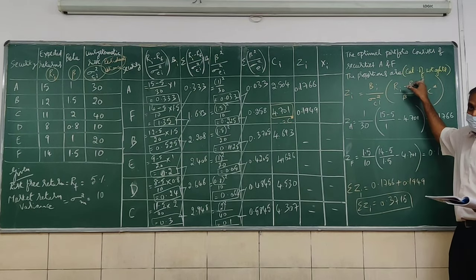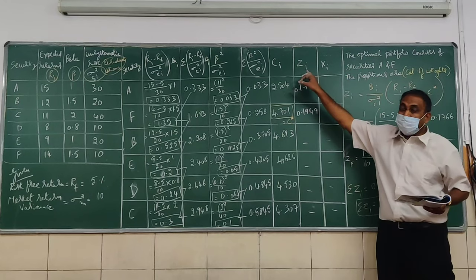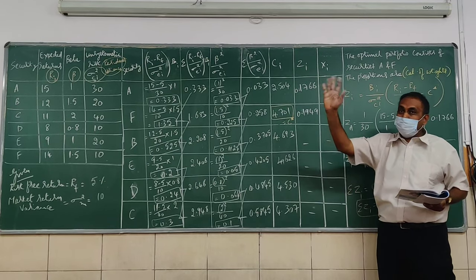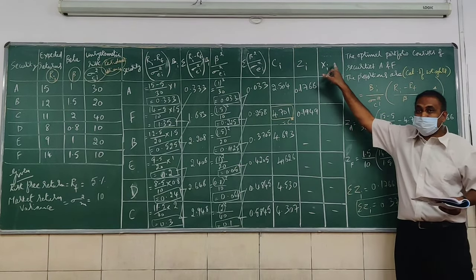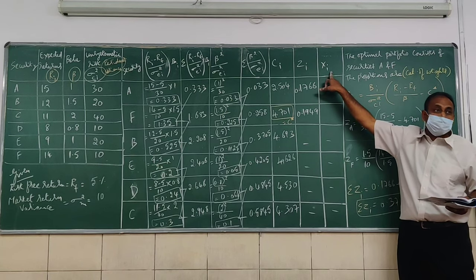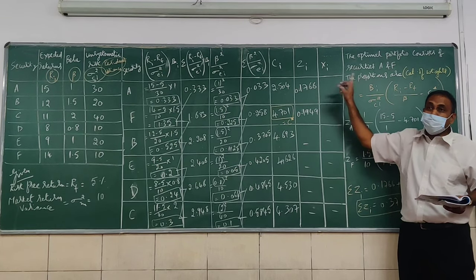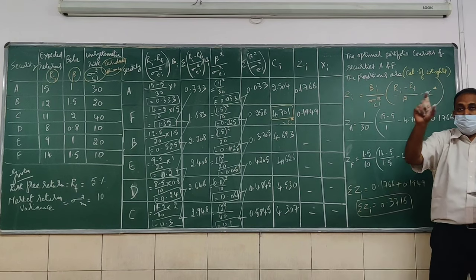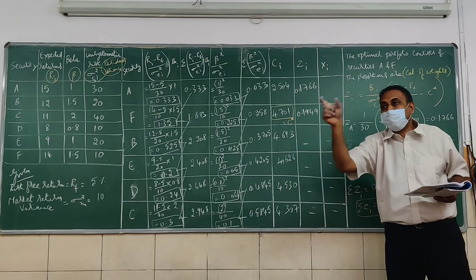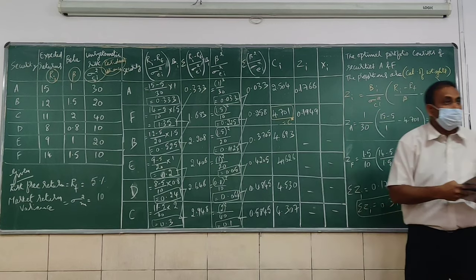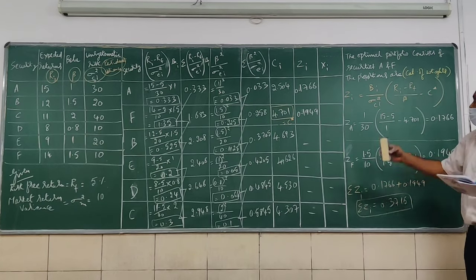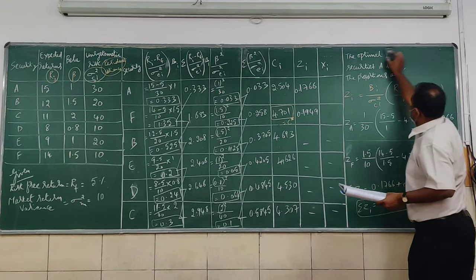This is connected to what, calculation of weights. You may be wondering, for ZI you have written weights, sir? No. ZI will help us in finding the weights. It will help us to find out how much investment to be done in A, how much investment to be done in F. Is it okay? So I will explain how now.